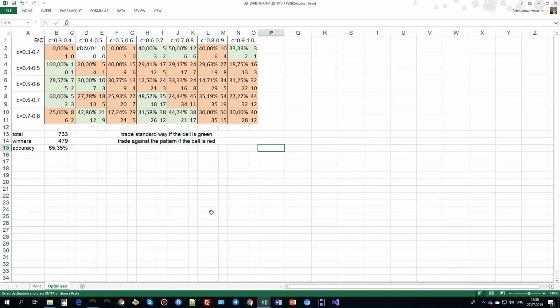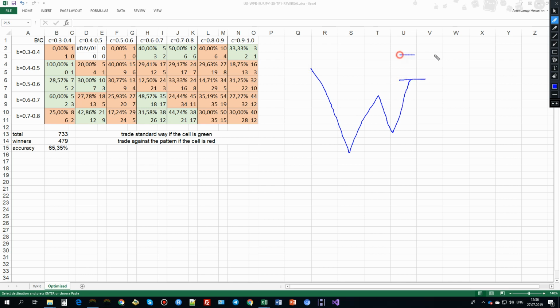And let's go here. In this cell, as you understand, if we have a 33% and more of probability, let me draw it for you. So here's the pattern, here's the stop loss, and here's the target. It is twice greater than the stop loss. Just imagine it is twice greater. This is 1, this is 2.